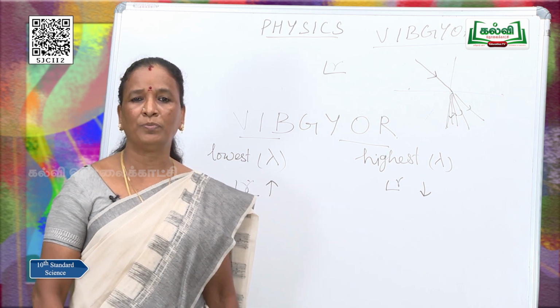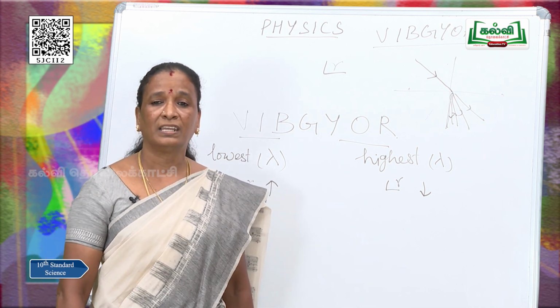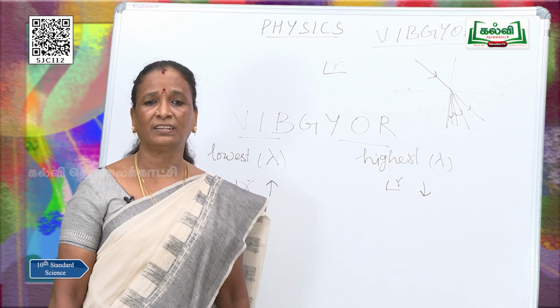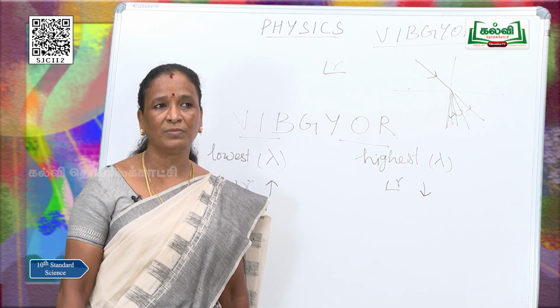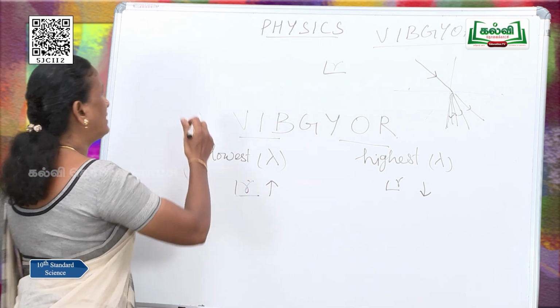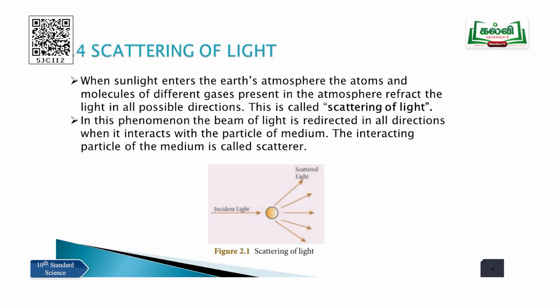This phenomenon, where a beam of light is redirected in all directions when it interacts with the particles of the medium. The interacting particle of the medium is called scatterer. In the atmosphere, there are a lot of atoms, molecules and other particles, water droplets, smoke, etc. These particles scatter the light in high amount.